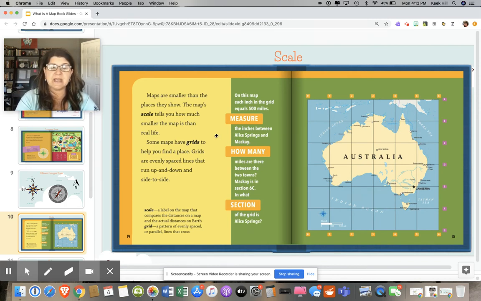I'm going to finish reading about grids. Some maps have grids to help you find a place. Grids are evenly spaced lines that run up and down and side to side. We're going to learn a little bit more about grids next week, and it's going to be really fun. You're going to enjoy it.